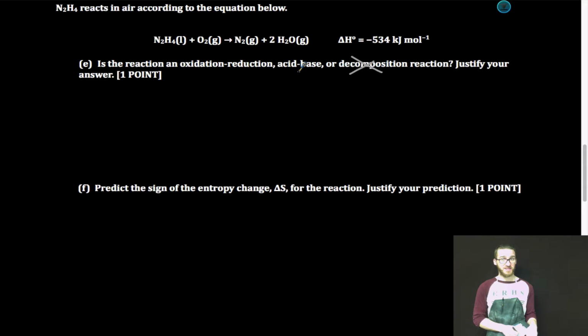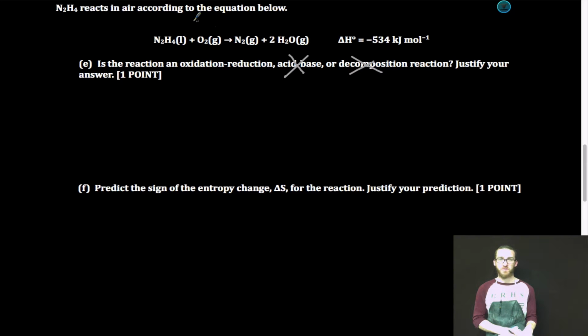Hopefully you can recognize that this is not an acid-base neutralization reaction. You might think so initially, because in acid-base neutralization reactions we do form water. But your acid-base neutralization reactions form water and a salt, and it's a reaction between an acid and a base. And although we identified N2H4 as a base above, O2 is not going to act as an acid here, which means that oxidation reduction is our best bet. However, in order to get the point here, we have to justify our answer. And we can justify that it's an oxidation reduction reaction by confirming that there's a change in oxidation states.